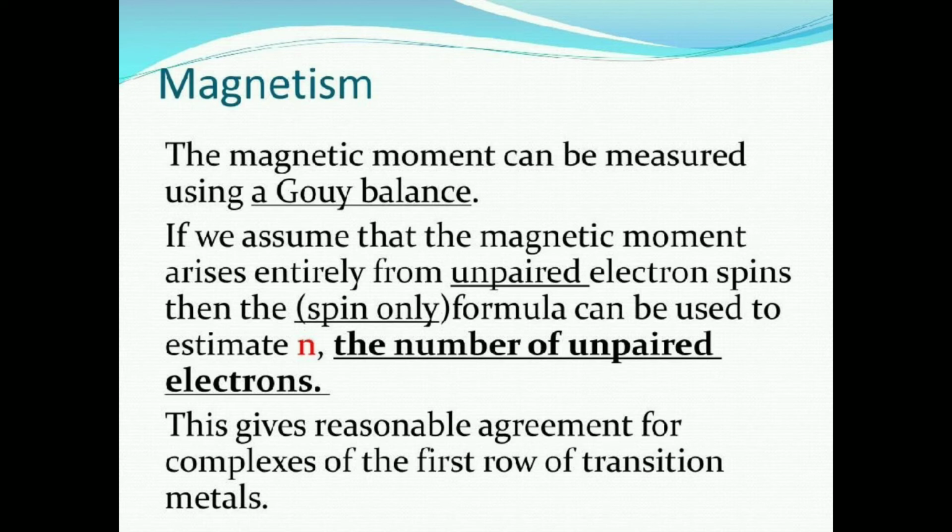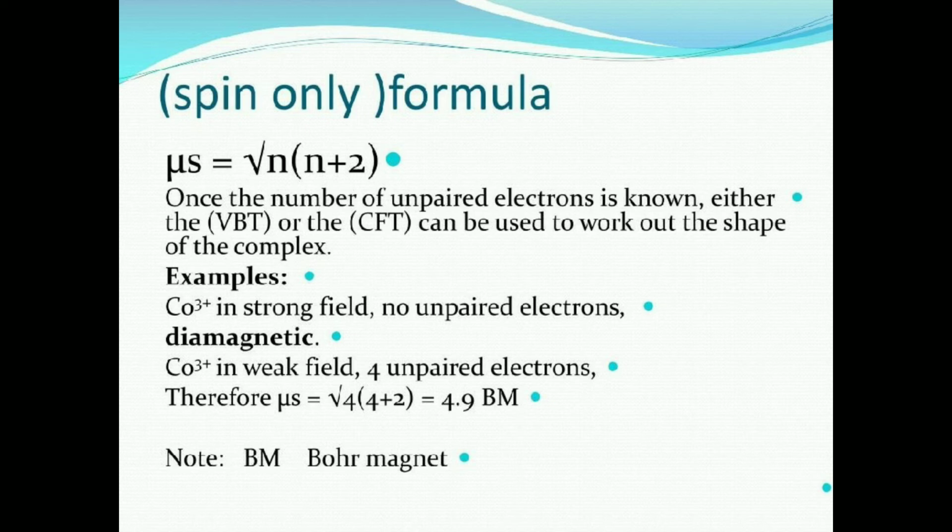This gives a reasonable agreement for complexes of the first row of a transition metal. The spin only formula is given as mu s is equal to square root of n in bracket n plus 2. Once the number of unpaired electrons is known, either the VBT or the CFT can be used to work out the shape of the complex.